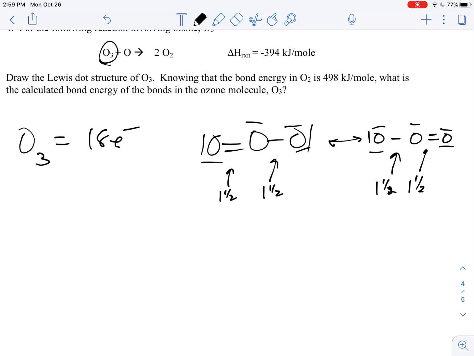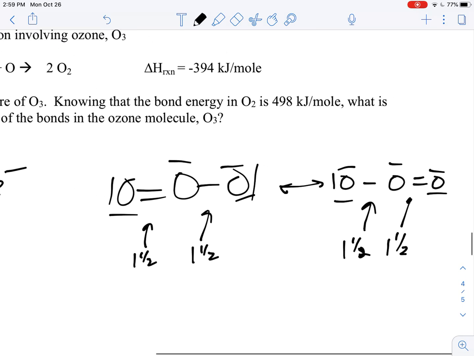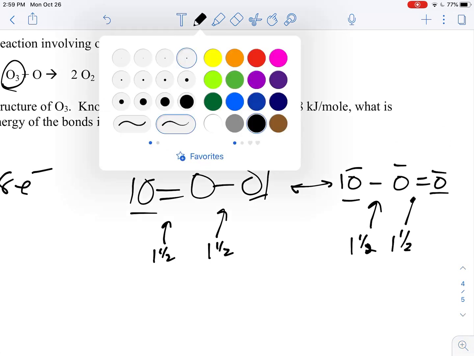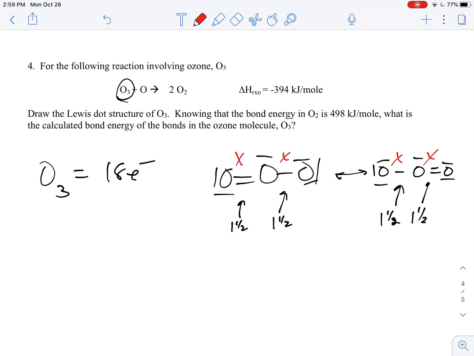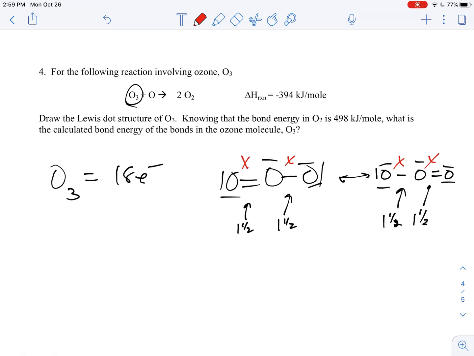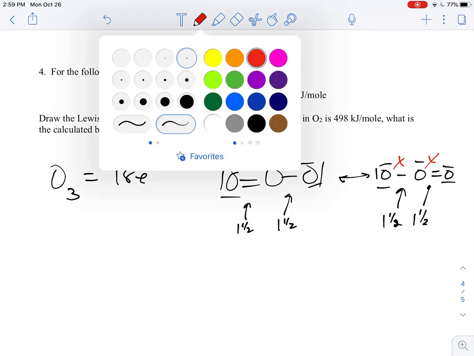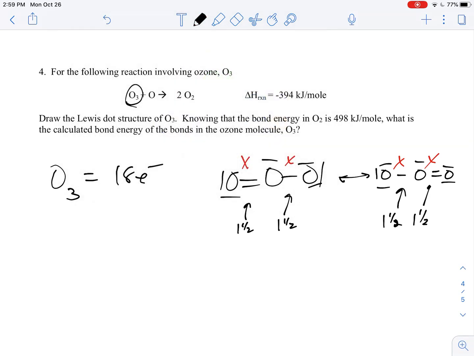So what have I got here? I want to know what the bond energy is in ozone. So knowing that these are actually identical, then this is actually X and X, or X and X, depending on which way you want to do it. And so now what we've got is our reaction where we're going to have 2X for the ozone. And again, there's no bond here. That's just a single oxygen.